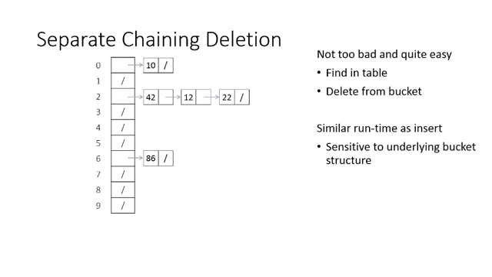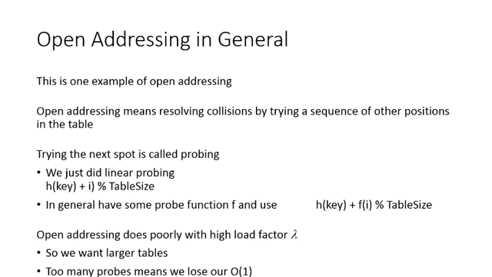So the next technique we'll be seeing is open addressing. Open addressing is a way of resolving collision by trying a sequence of other positions in the table. For example, when there is a collision, if the next location is free, the element will be stored in the next location. So that is the major concept of open addressing.